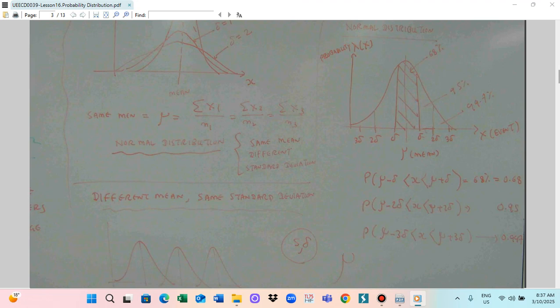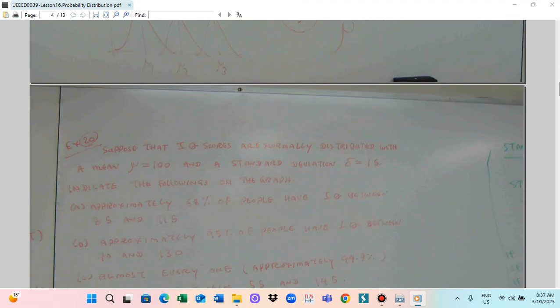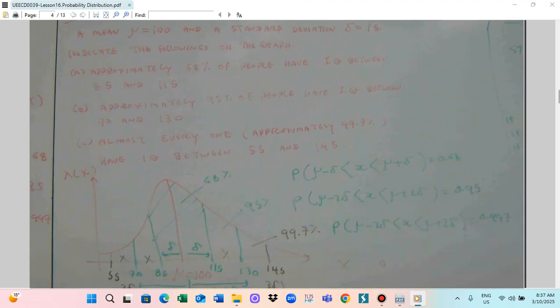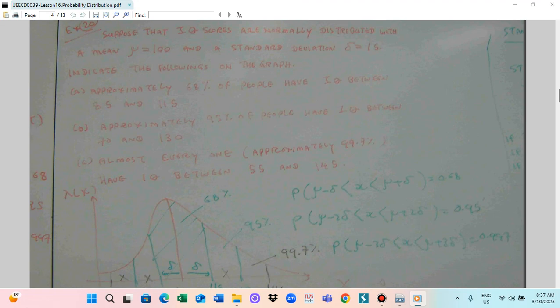So this is the IQ test data. We want to allocate the IQ test data on a graph. We can represent this IQ test data by a distribution graph. This is the horizontal axis, the x. So normally we can represent the graph like this. This is the IQ test data graph, and we call it a normal distribution.